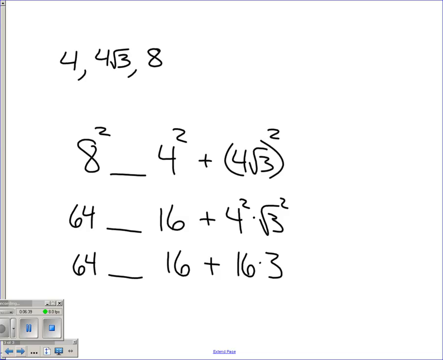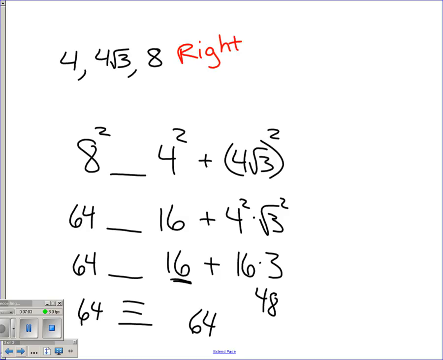Well, let's take a look at this. 16 times 3, that's 48. And if we add the 16 up here plus this 48, we get 64. So how does this longest side squared compare to the sum of the other two? That's equal, which means this is a right triangle. All right? Take a look at the next example.